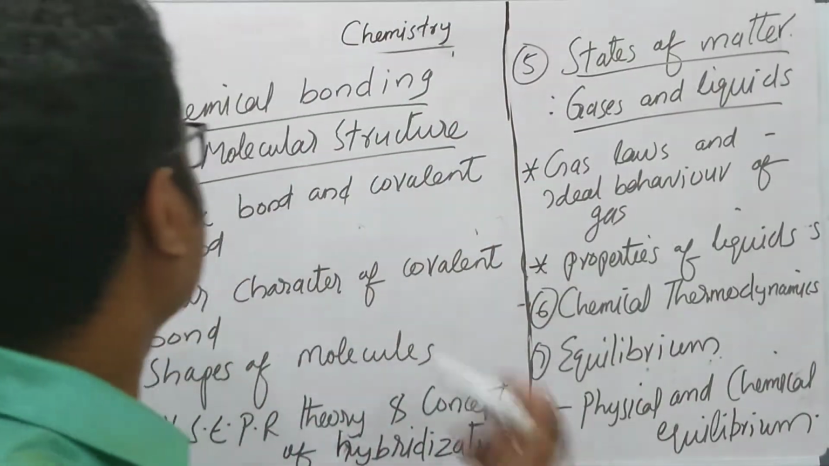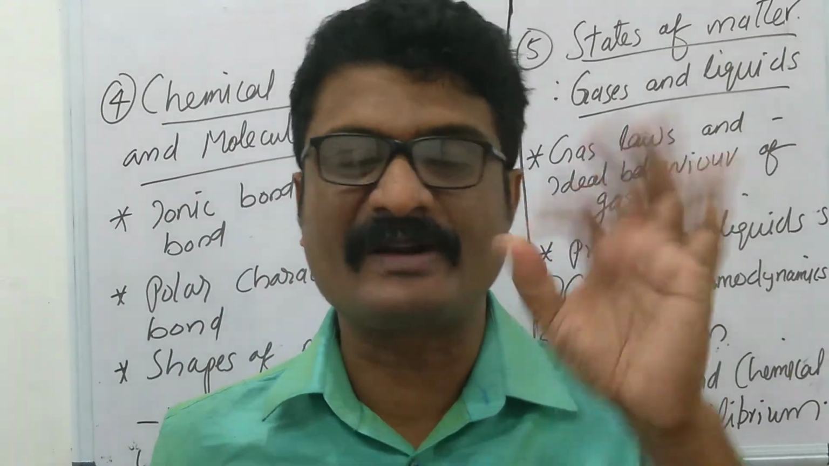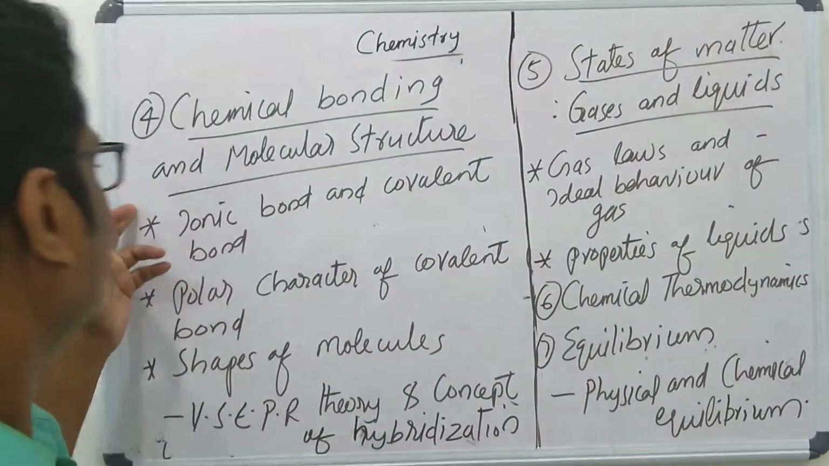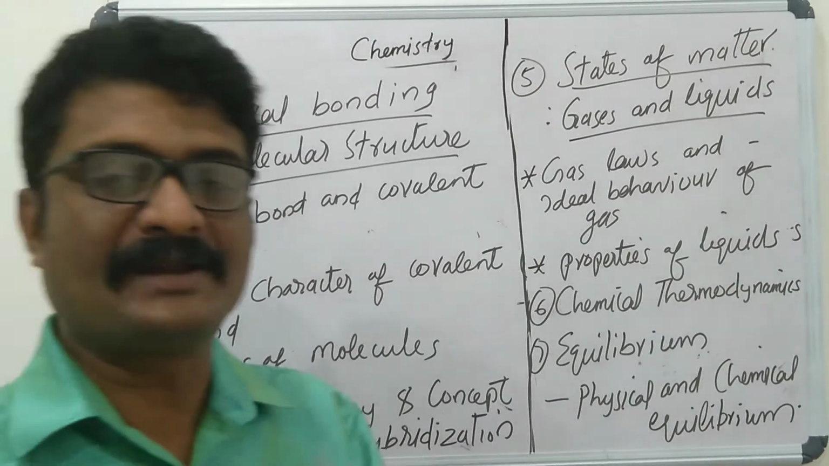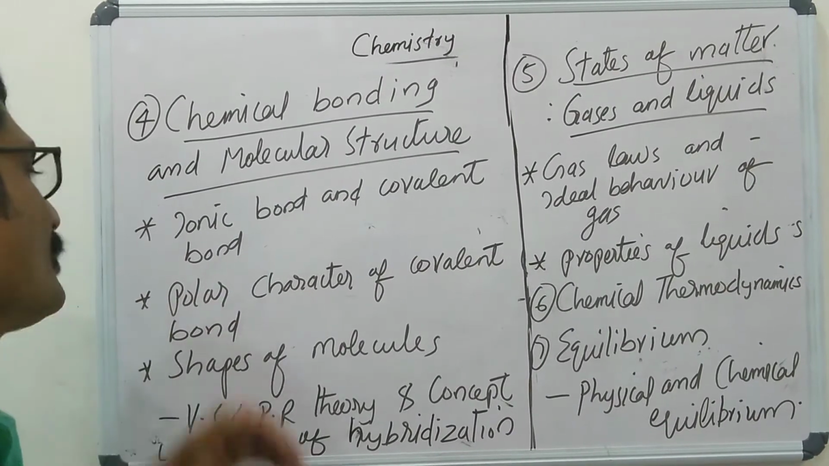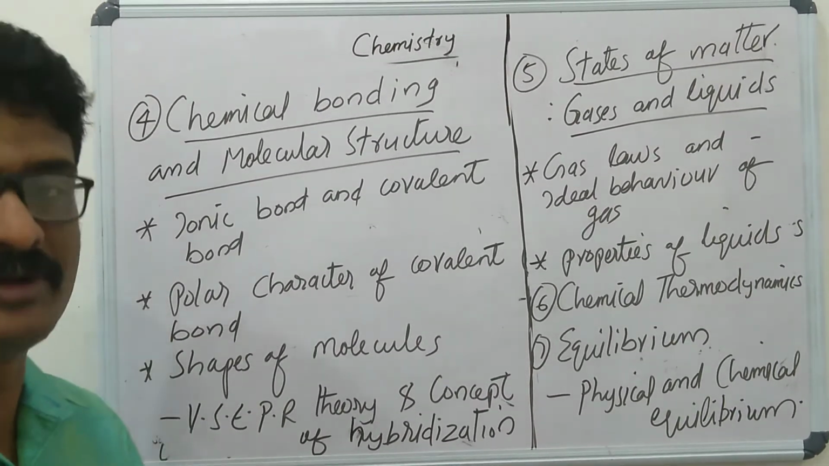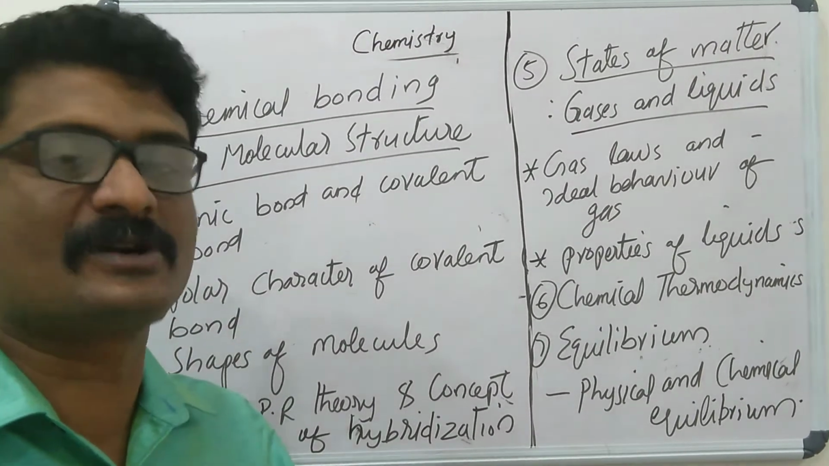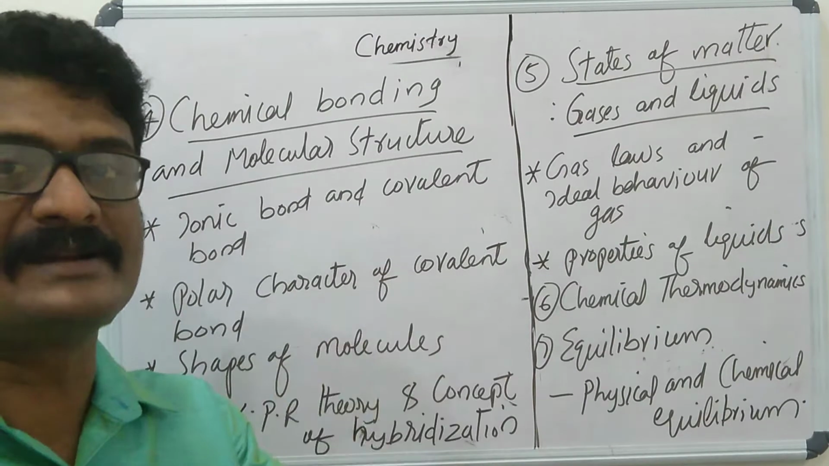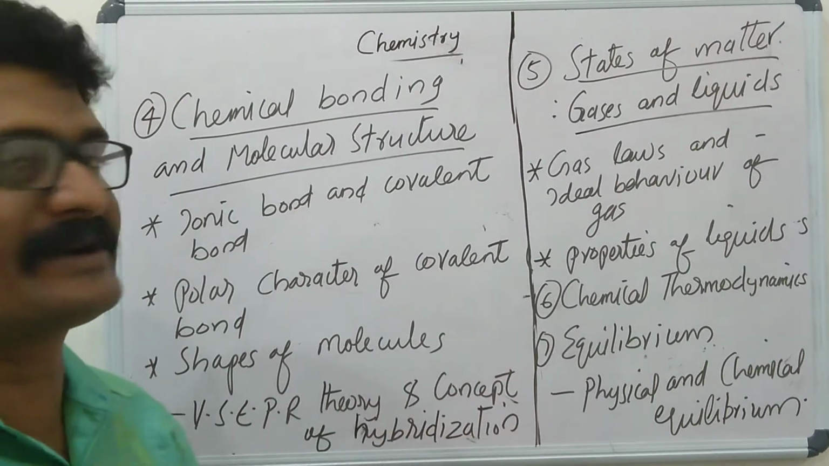The next chapter is chemical bonding and molecular structure. Already we know chemical bond is the force of attraction that binds the atoms together in a molecule. In this chapter, you will study about the different types of chemical bonding, that is ionic bond and covalent bond. Then we are going to study a new concept, that is polar character of covalent bond. Then a very important concept, shapes of molecules. You will study the shapes of different molecules on the basis of some theories, VSEPR theory, valence shell electron pair repulsion theory, and concept of hybridization.